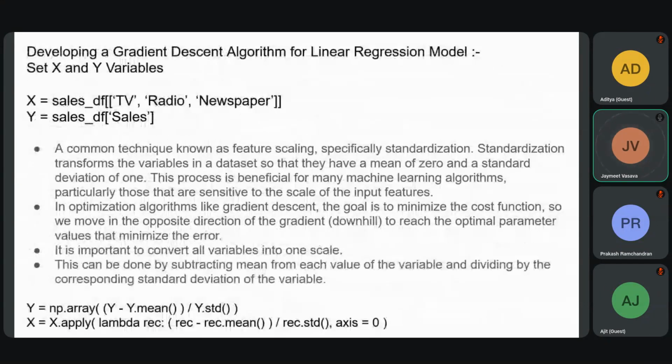So it is important to convert all the variables into one scale. This can be done by subtracting the mean from each value of the variable and dividing by the corresponding standard deviation of the variable. That is what we will be doing for the Y and the X values. For X, we will be using just an anonymous function, or lambda function, to subtract the mean from each value and then divide by the standard deviation. The same is done for the y values as well.